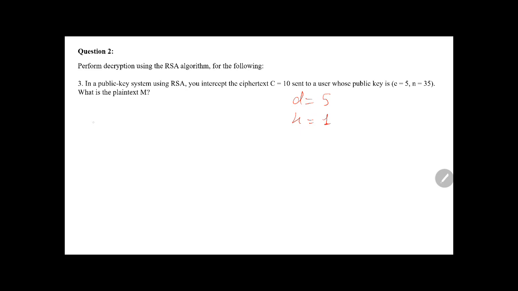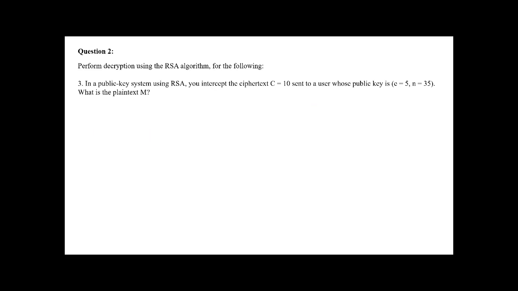So basically, message is equal to c power d modulus n, which is equal to our ciphertext is 10, so it's 10 power 5 modulus n, and n is 35, and this is equal to 5. So our message here is equal to 5, and that's it. Hope it's easy.